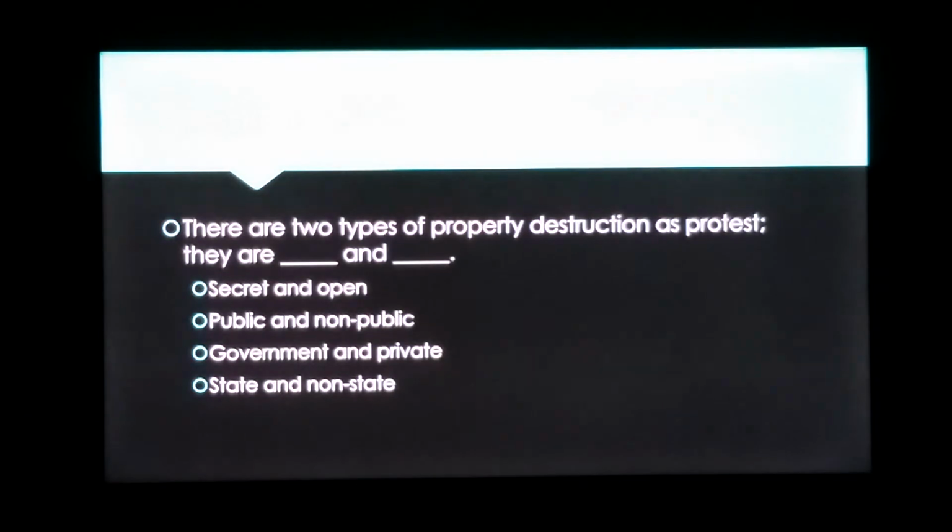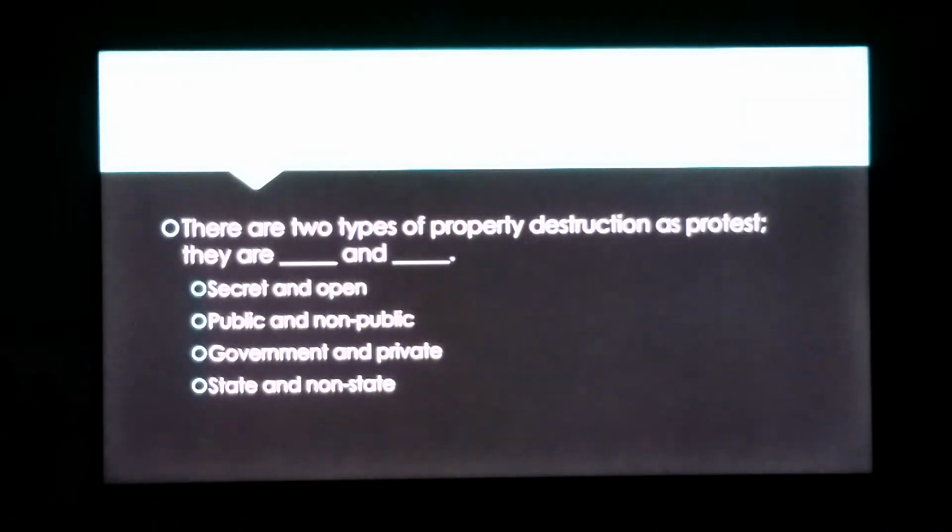So, there are two types of property destruction as protest. They are blank and blank. Is it A, secret and open, B, public and non-public, C, government and private, or D, state and non-state?